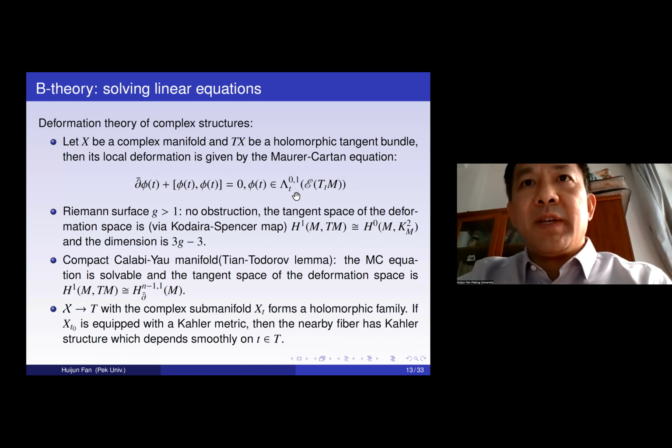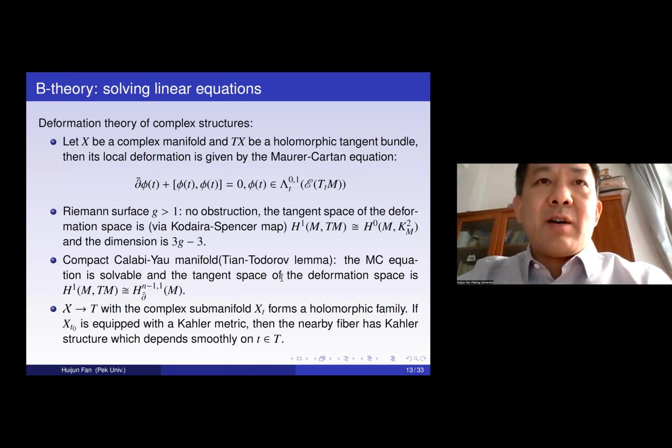Here phi_t is a (0,1)-form with values in the sheaf of smooth sections of T_X. This actually forms a DGLA, a differential graded Lie algebra. So we solve this equation. We have two famous examples showing that this equation can be solved without obstruction at any point.